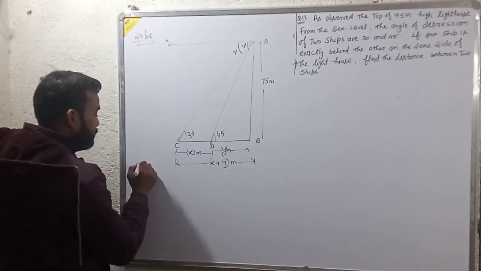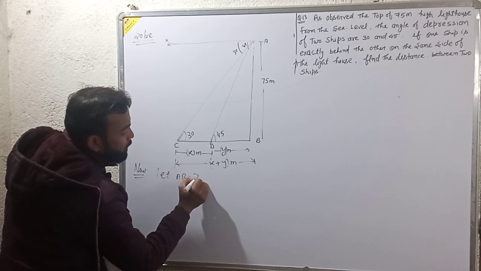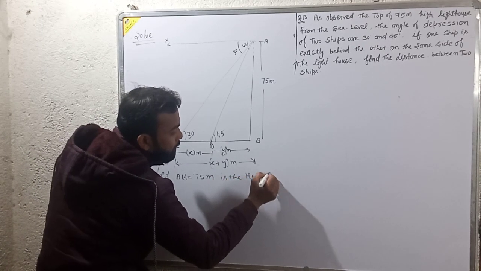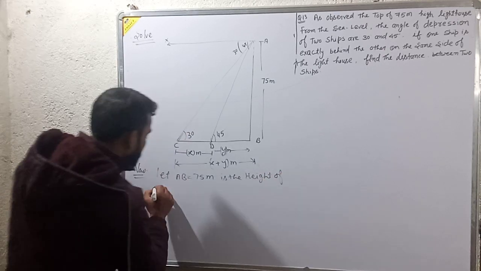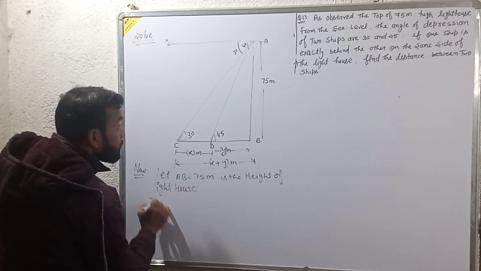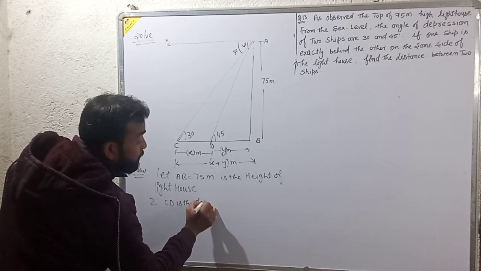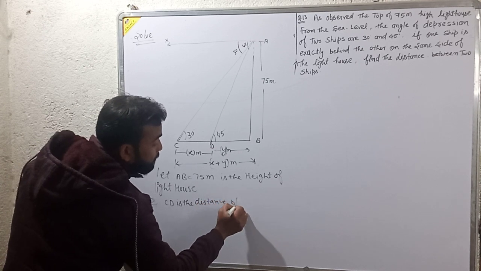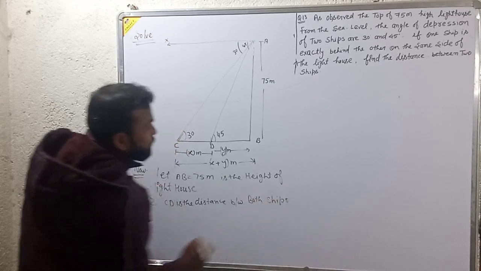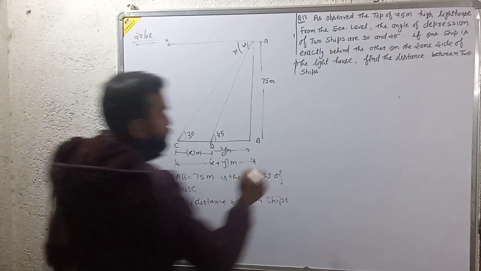Now let AB equal to 75 meters be the height of the lighthouse, and CD the distance between both ships. Clear?